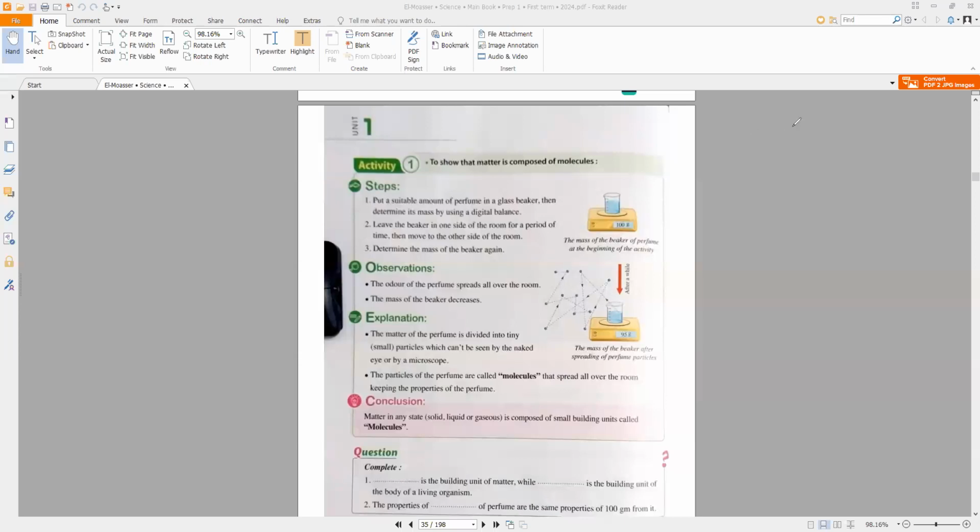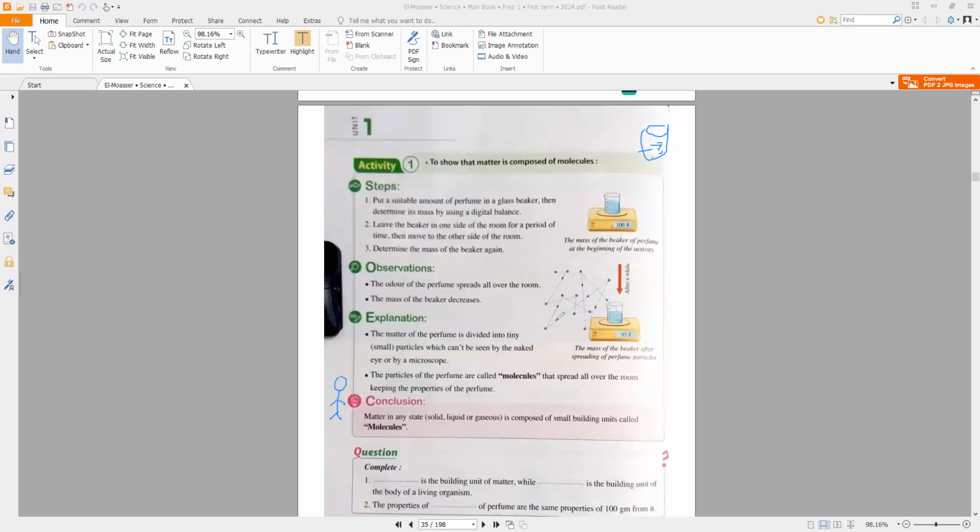The beaker is open, containing a perfume, and you will move to the other side of this room. After a period of time, you will smell the odor of this perfume. While the beaker is in one side of the room and you move to the other side of the room, you will smell the odor of the perfume.